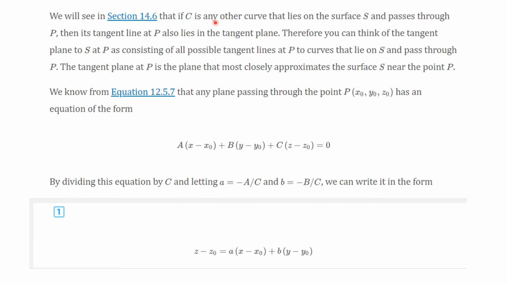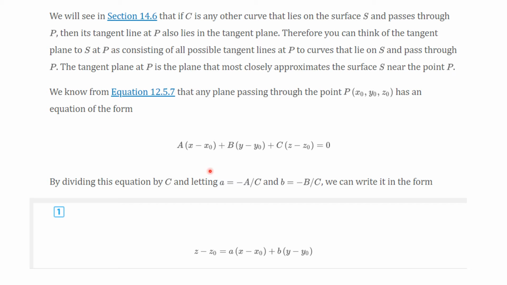Now, it turns out that if C is any other curve that lies on the surface S and passes through that point, then its tangent line at P also lies in the same plane. That is a consequence of the continuity assumptions. Therefore, you can think of the tangent plane to S at P as consisting of all possible tangent lines at P to curves that lie in S and pass through P. The tangent plane at P is the plane that most closely approximates the surface S near the point P.